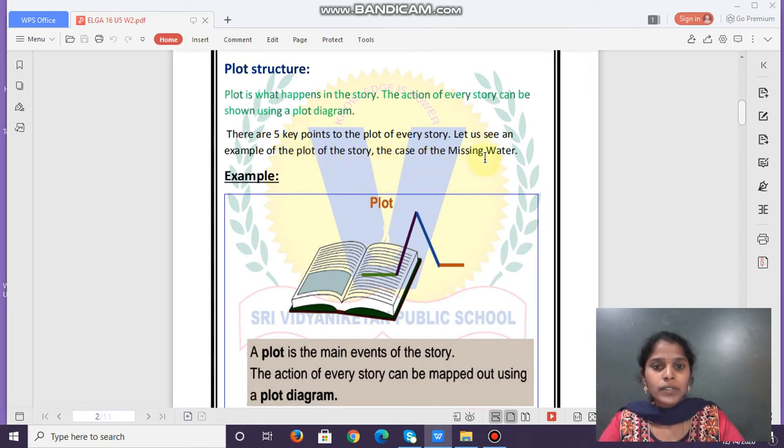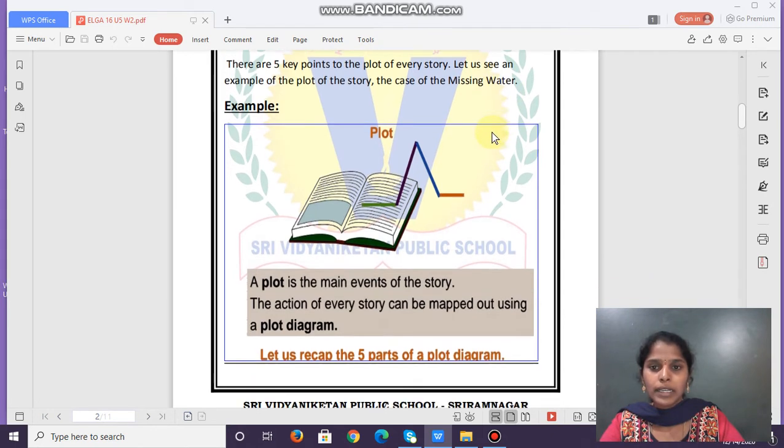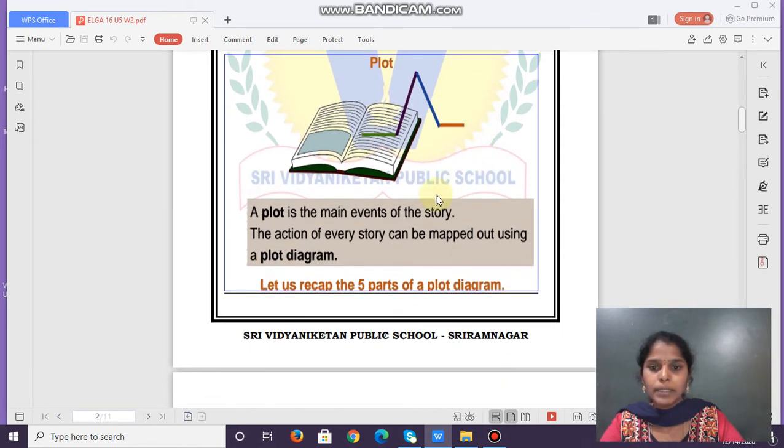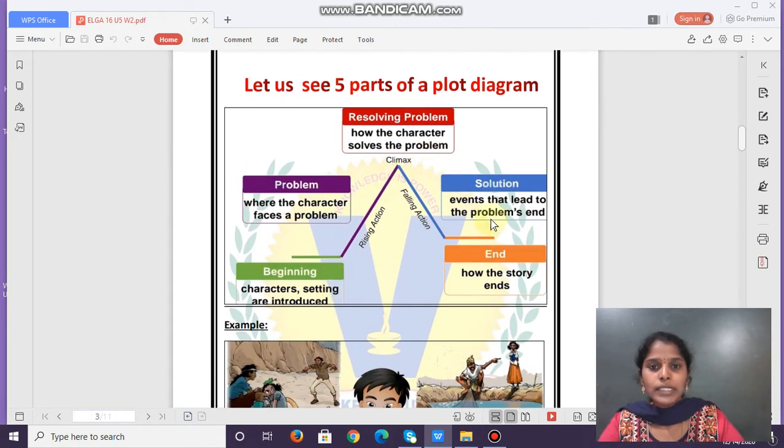In the case of the missing water, here we are using the missing water topic and we are going to see an example. A plot is nothing but the main events of the story. The action of every story can be mapped out using a plot diagram. Let us recap the 5 parts of a plot diagram. Yes, students, these are the 5 parts of a plot diagram. How does it start? It starts with the beginning.